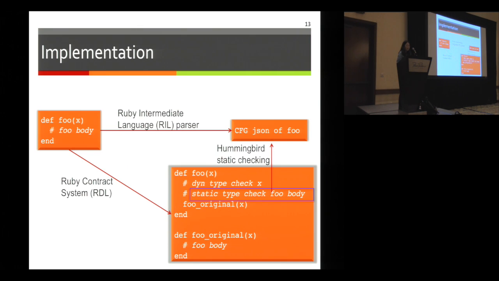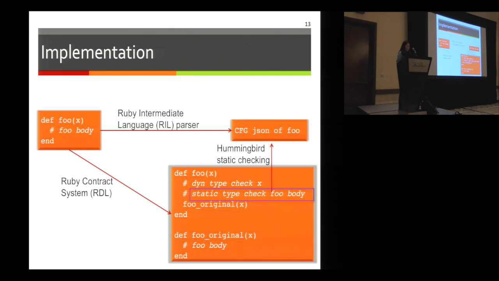That's the formalism, now let me give you an overview of our implementation. Hummingbird relies on two existing systems. RDL, which is the Ruby contract system. That is the system that I introduced earlier that allows us to add pre and postconditions, and it also relies on RIL, the Ruby intermediate language, or real.